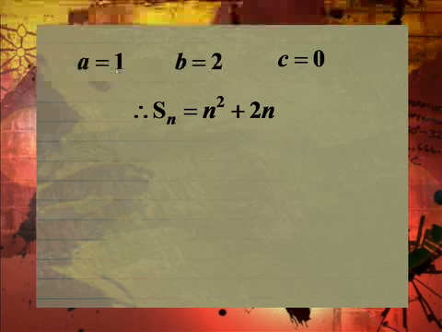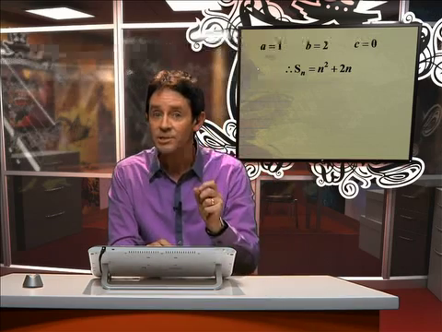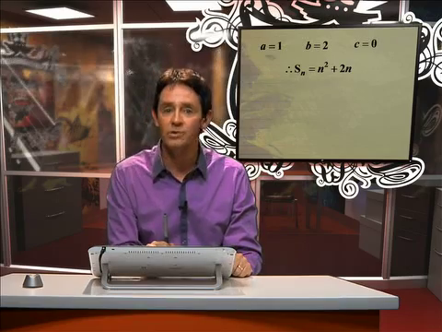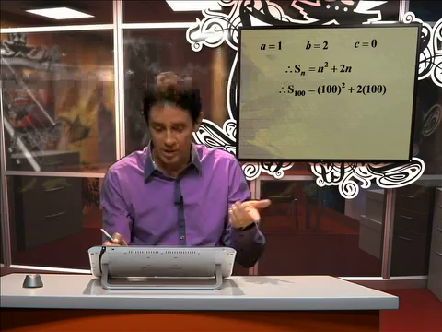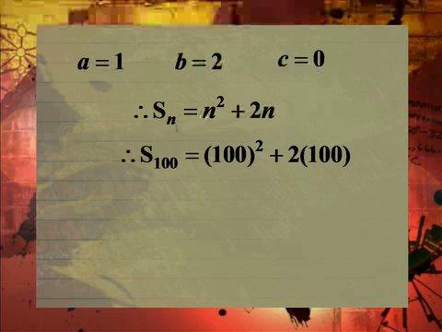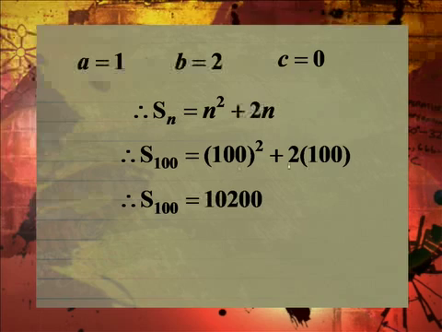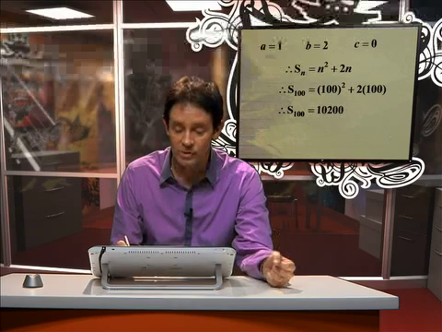Now look at this: an squared is 1n squared, bn is 2n, and c was naught. That is brilliant because it's going to help us find the sum of the first 100 terms. Remember, this is the general term of the sums. So the sum of the first 100 terms is 100 squared plus 2 times 100, because n is 100, and you get that. Really quite nice stuff to focus on.